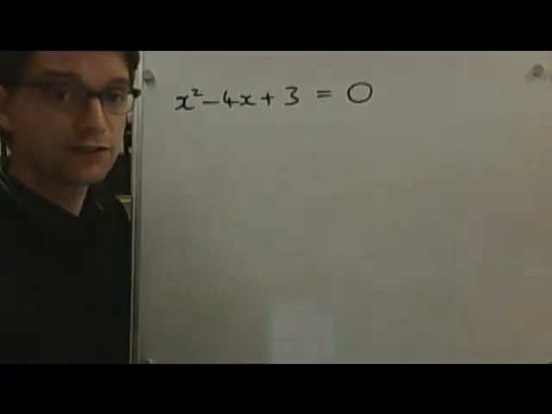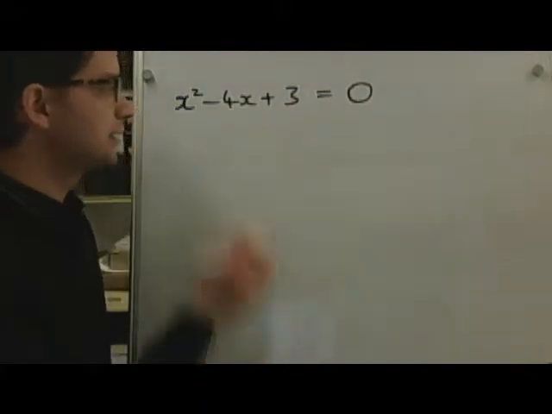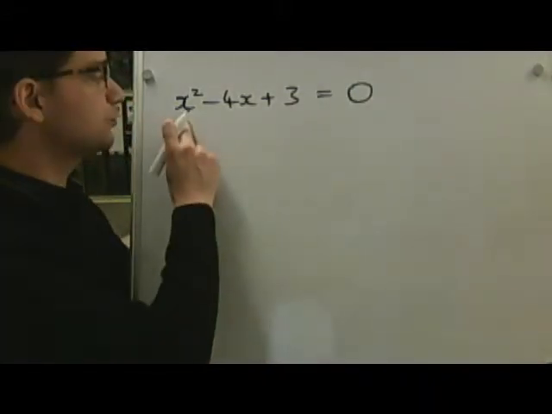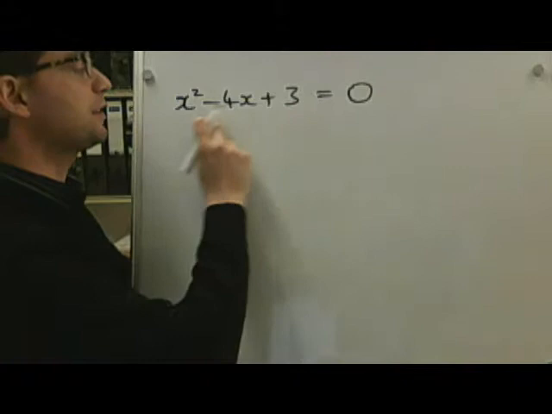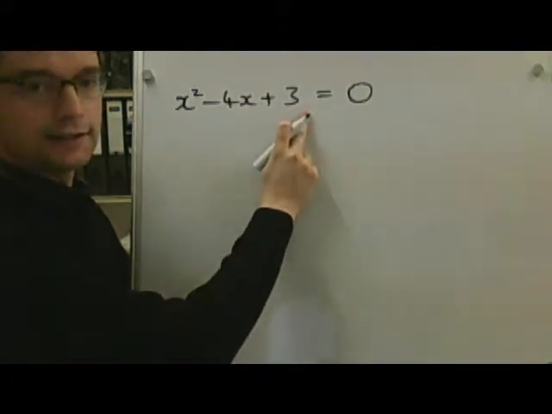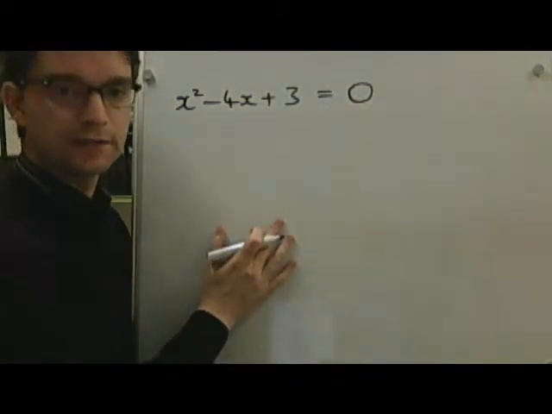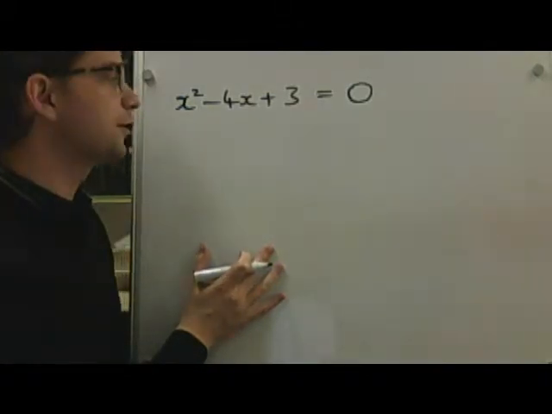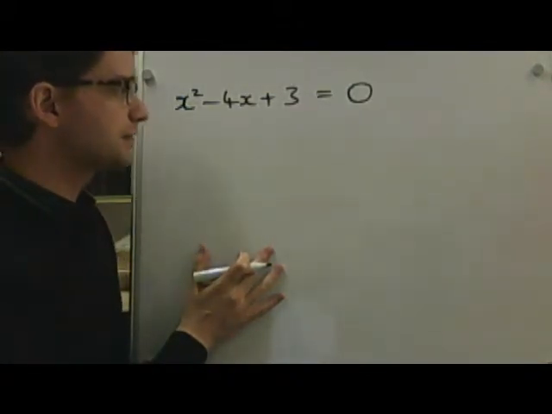This is a video about solving quadratic equations. A quadratic equation looks like this. You've got a quadratic expression, x squared minus 4x plus 3, and usually they equal 0. And for now, we'll stick with them equaling 0. How do we solve this?